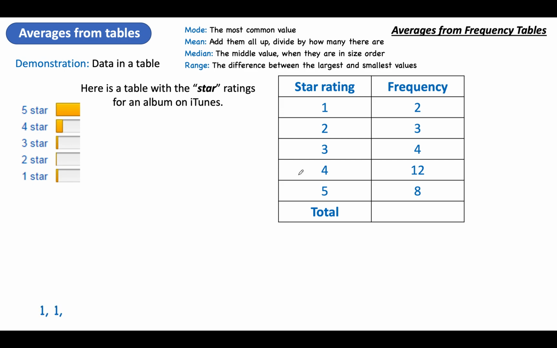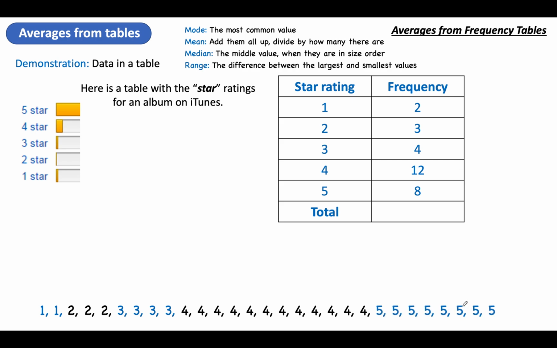Okay. So if we were going to write these out in a big long row, and I'll show you why I'm going to do that in a minute, let's just imagine that this data hasn't been grouped together like this, but it's actually just one long stream. So the first 2 people gave it 1 star, then the next 3 people gave it 2 stars, the next 4 people gave it 3 stars, then we've got 12 people who all follow each other, they're very boring, they all give it 4 stars, and then there are 8 people that gave it 5 stars, who were a band from the 80s.